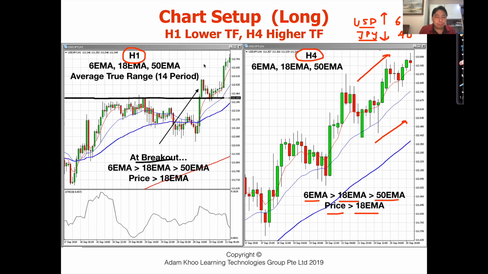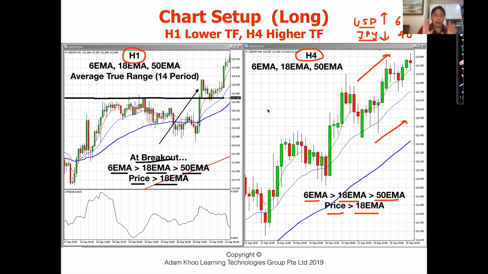So the moment it breaks out, you want to see again the same sequence, that the 6 EMA red line is above the 18 EMA blue line, above the 50 EMA thicker blue line. And the price must be above, again, the 18 EMA. Okay, so that's what you want to see on both charts. So let me just reiterate that again.